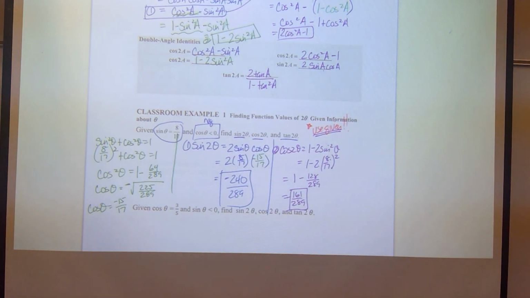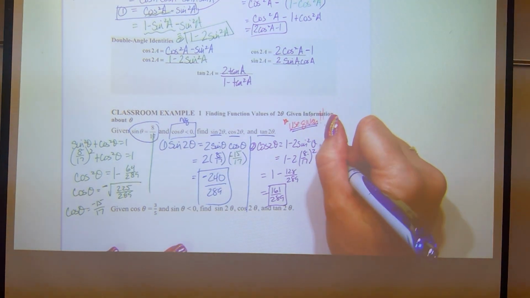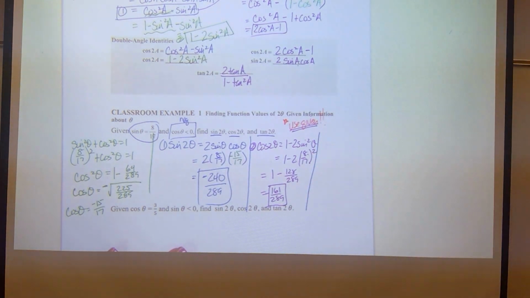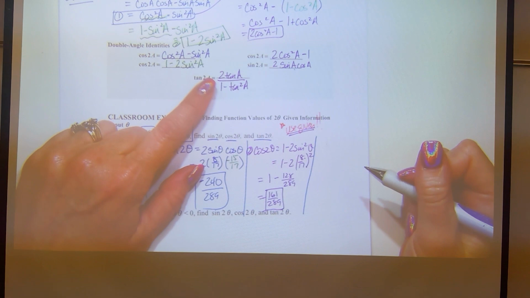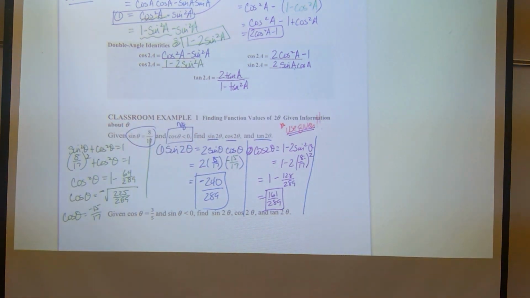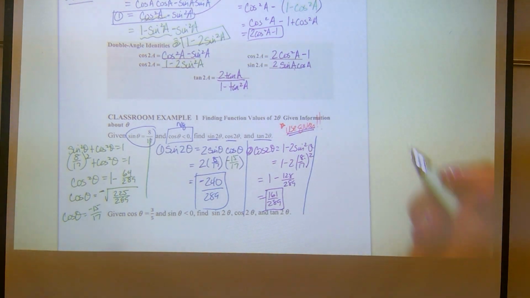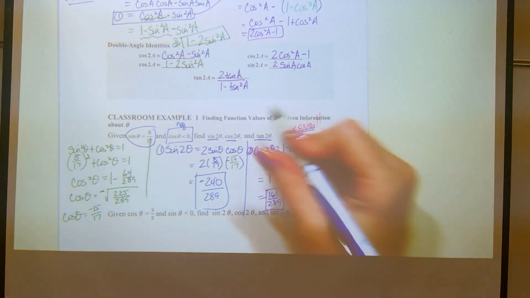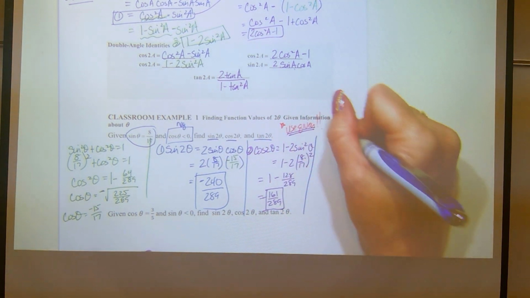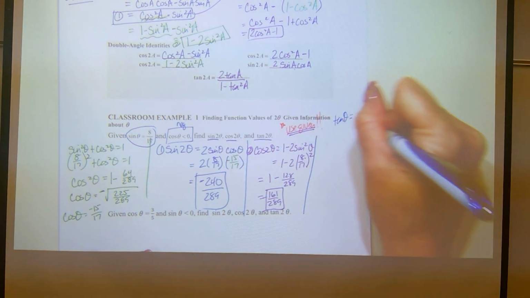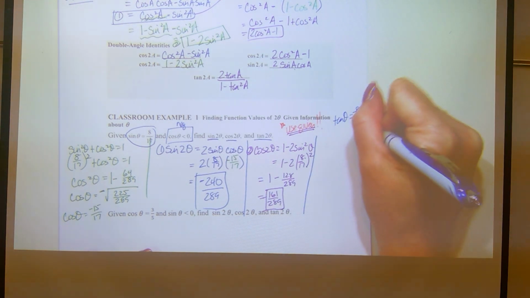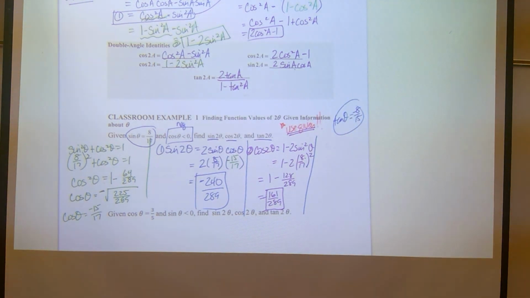And then my last problem that I need to work is the double angle tangent. I only have one double angle tangent identity, so I'm going to use it. I know sine and cosine, so I'm going to use that to get my tangent function value. When I find tangent, I find out that tangent of theta is going to be a negative 8 over 15 because it is sine over cosine.